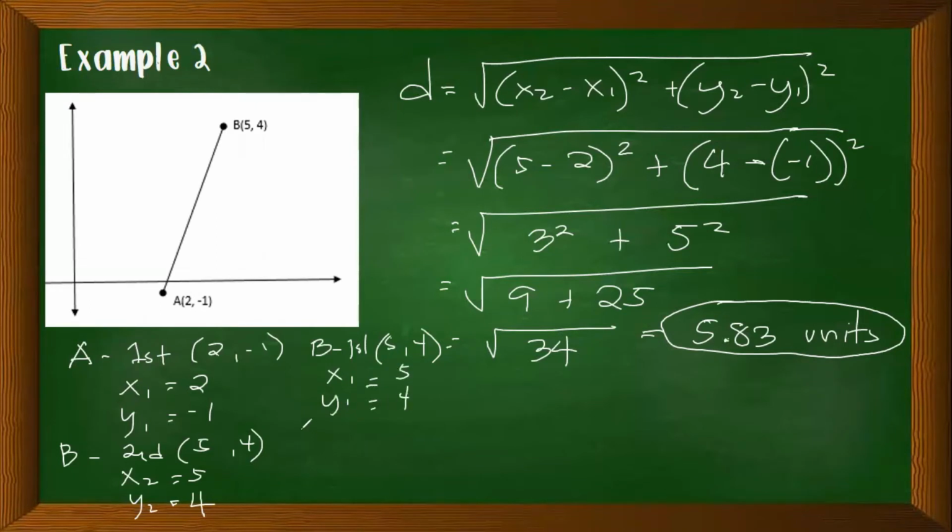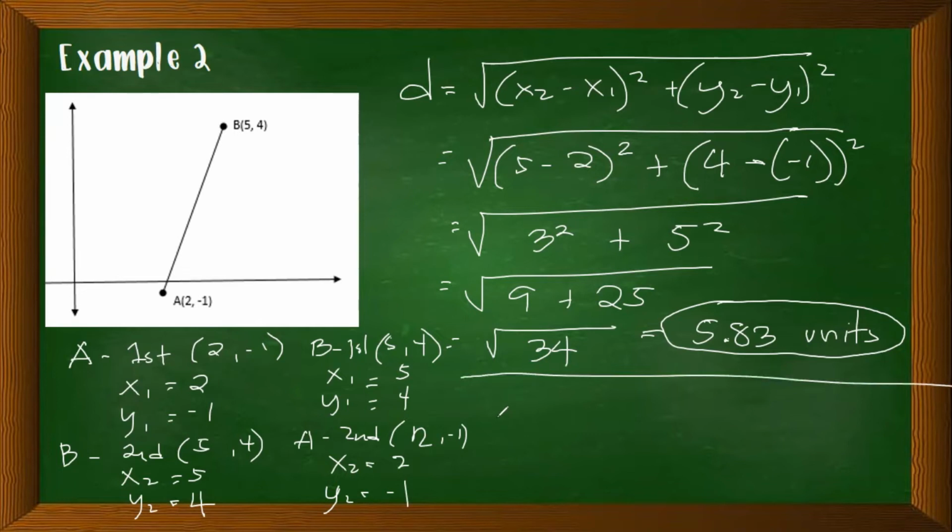And for the A, that would be your second point, which is 2 and negative 1. So this would be your x sub 2 and y sub 2. And so therefore, substitute lang. Substitution lang. I will make it direct lang pag substitute because andun na yung formula sa itaas.